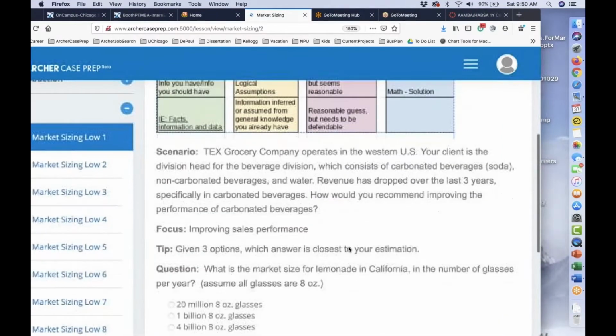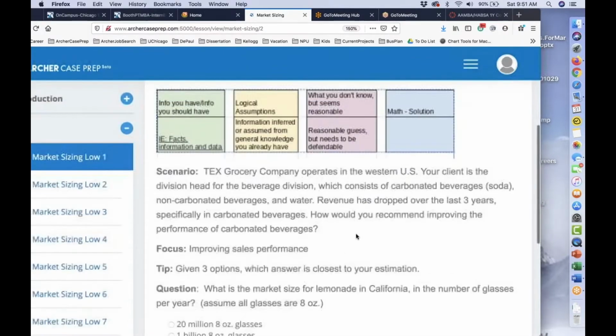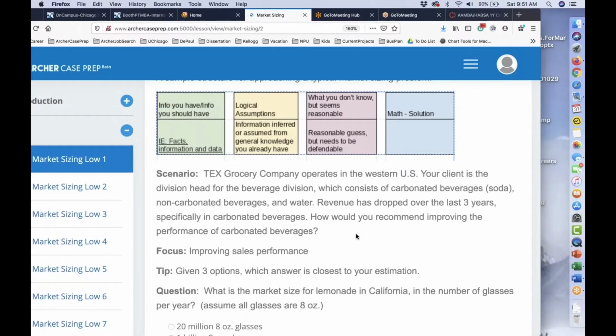Tex is a grocery company operating out of the Western United States. The client we're working with is the division head for the beverage division. In the beverage division, they have carbonated beverages, which are soda, non-carbonated beverages, and water. Big picture, Tex is having some challenges. Revenue has dropped over the last 3 years, specifically in the carbonated beverage area. You are brought in to recommend how to improve the performance in this area.